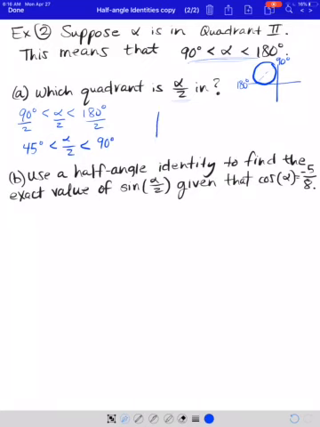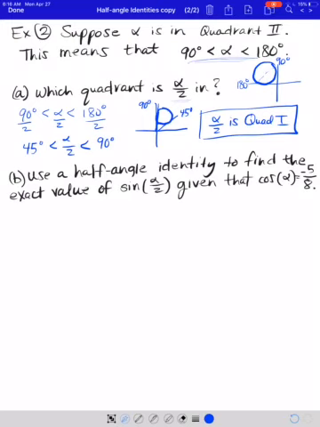And so now if I were to draw a picture, we're saying that alpha over 2 is between 45 degrees and 90 degrees. So alpha over 2 is in here. That means that alpha over 2 is in the first quadrant. So quadrant 1.